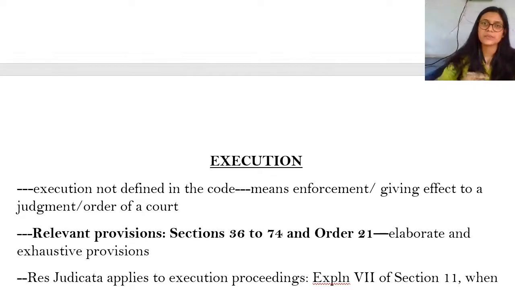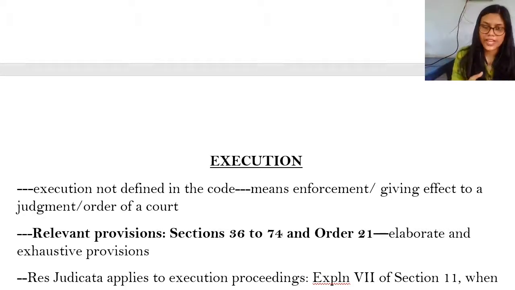In today's lecture, we will be covering the topic of execution. Execution is the most exhaustive topic under CPC and might be quite intimidating for a lot of people. But with today's lecture, we would be trying to simplify the same concepts and make it easier for somebody to remember and also understand the entire concept of execution.